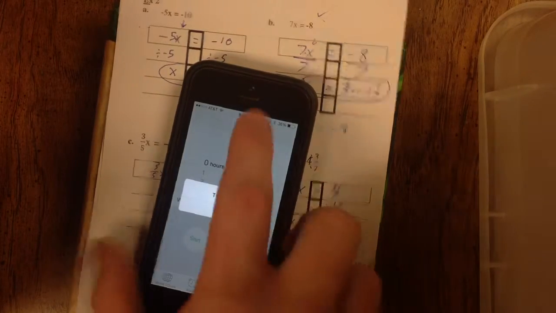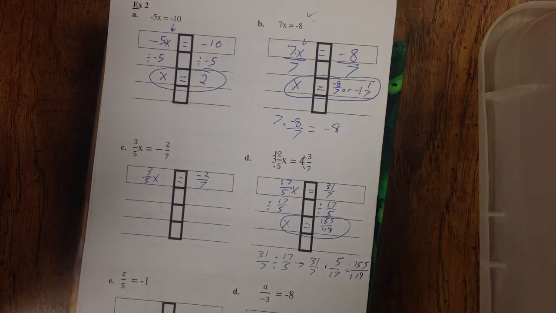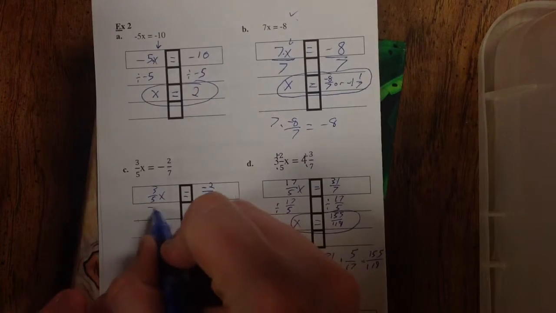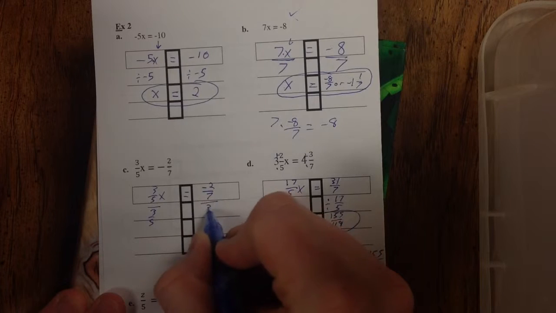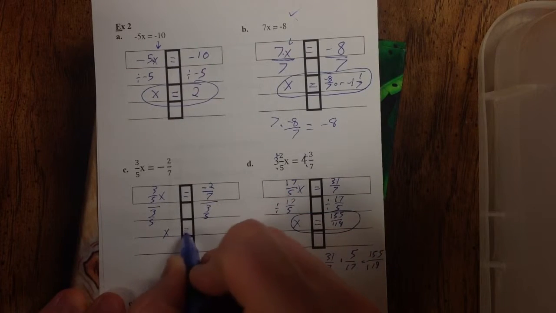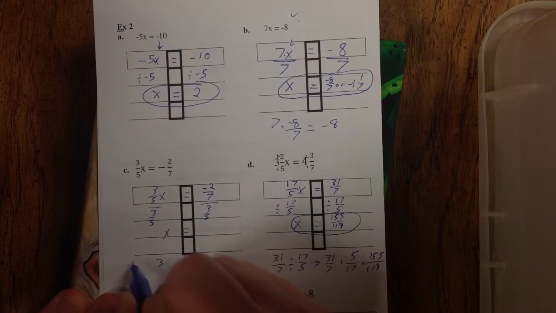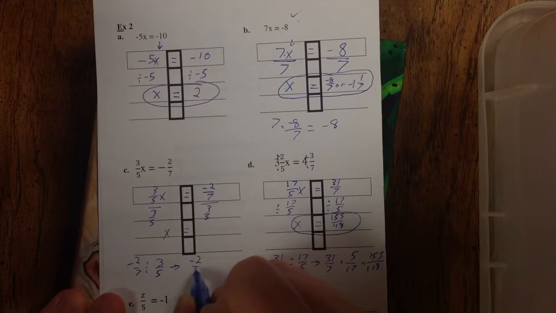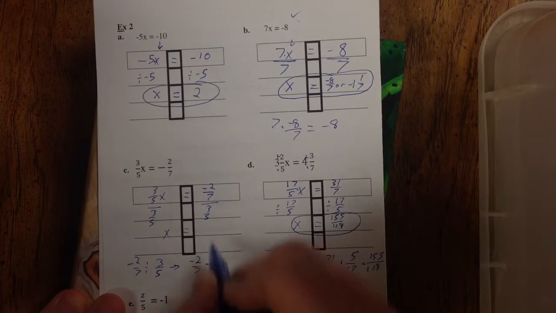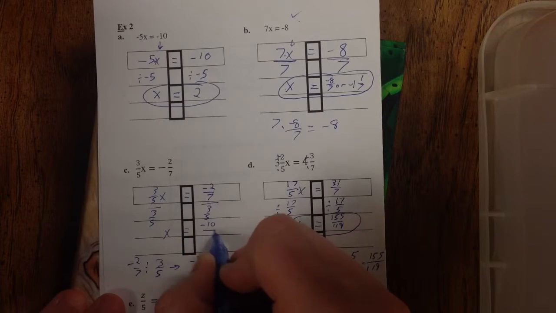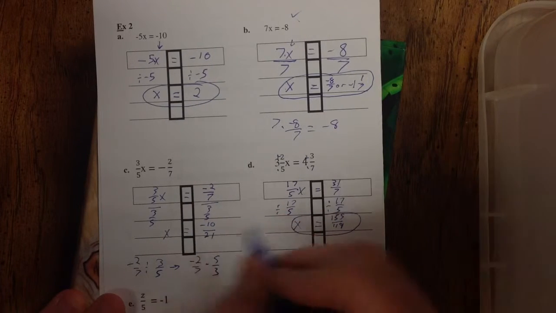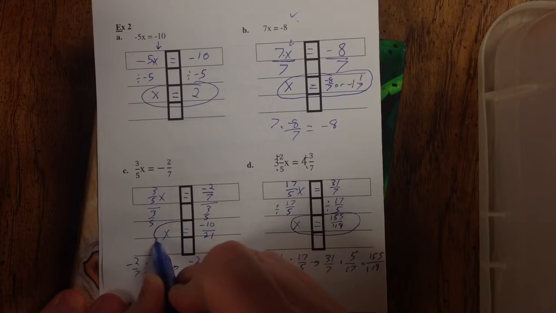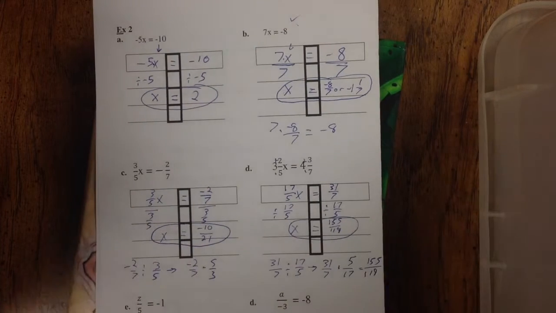And we're done. All right, so we divide by 3/5 on both sides. 3/5 divided by 3/5 is x, which is going to end up giving me negative 2/7 divided by 3/5, which is negative 2/7 times 5/3, which is negative 10/21. And there's my answer. And I'm done. That's all I want to do.